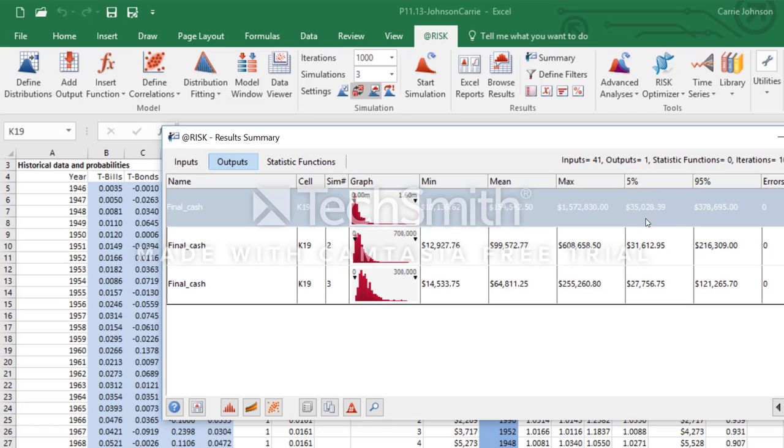We might need to revisit the distribution and reconsider that portfolio mix. This concludes the homework assignment for week 4 for Carrie Johnson.